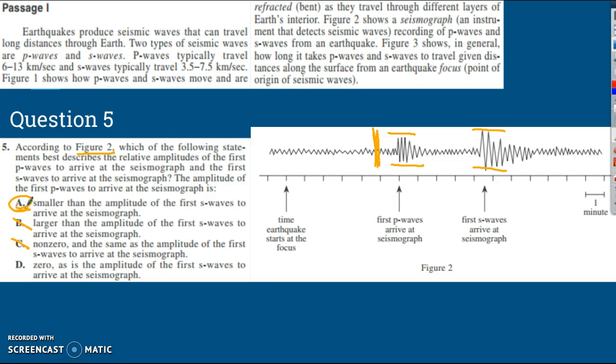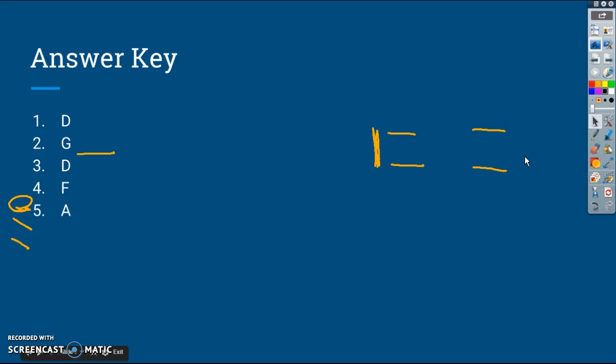And that is passage 1, week 1 of Science ACT Prep. Thank you, guys. Double check our answers: D, G, D, F, and A.